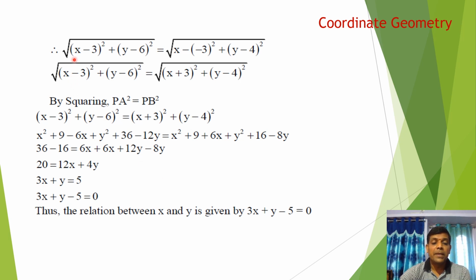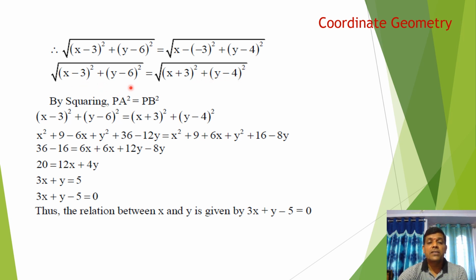Root over, this is the PA distance, (x - 3) whole square, that is (x1 - x2) whole square plus (y1 - y2) whole square, written as (x - 3) whole square plus (y - 6) whole square. Next, the PB distance: root over (x1 - x2) whole square, x minus of minus 3, that is (x + 3) whole square, plus (y - 4) whole square.